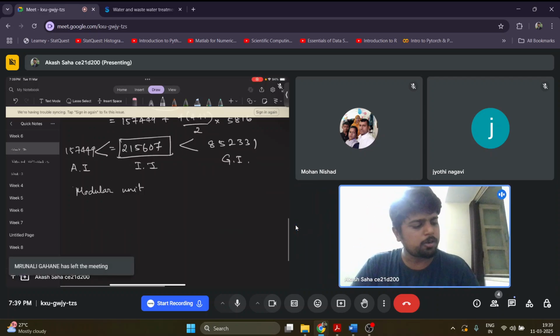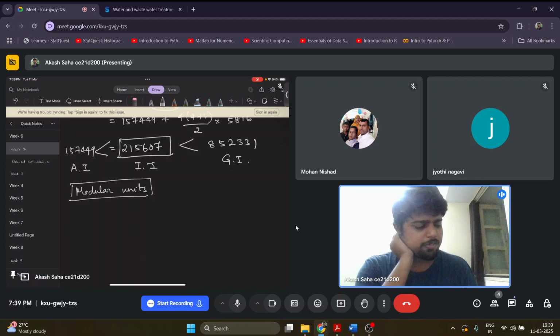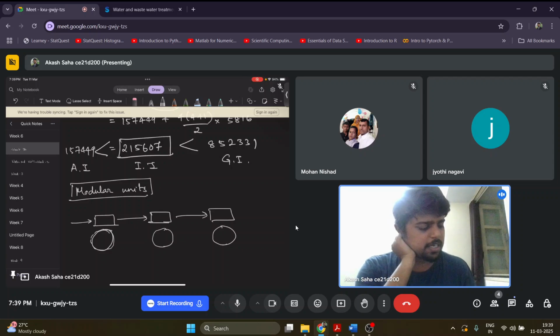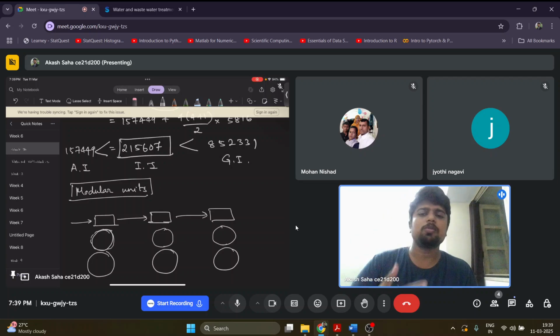What do we mean by modular units? Suppose we have a wastewater treatment plant where there is some primary treatment, then secondary treatment, then tertiary treatment. For the first 10 years we will make just one unit of all these, based on the capacity. Then as the population increases, we will make more units in parallel. In that way we are able to manage the economics, and we are able to design it better.